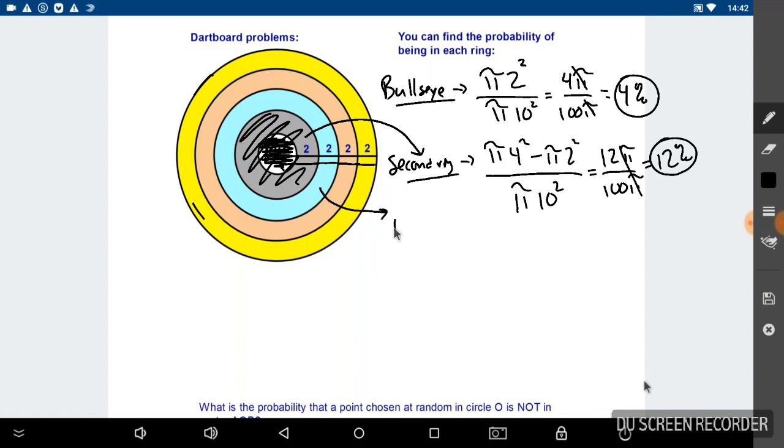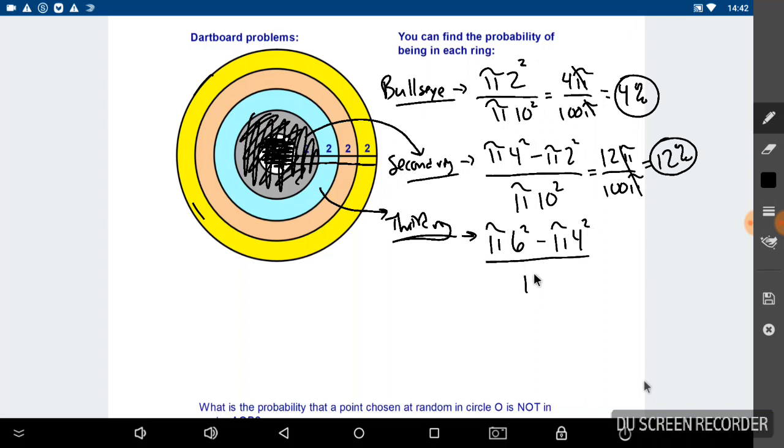Here I go now with this third ring. So I got to come out 2, 4, 6. So pi 6 squared. Now you subtract out all of this too, because you just want to be left with what's in the third ring. So that is pi 4 squared, what you just had before that. And the total is still pi 10 squared. So I've got 36 minus 16 is 20 pi's over 100 pi's. Pi's cross out, 20%. And you might see the little pattern that exists here.